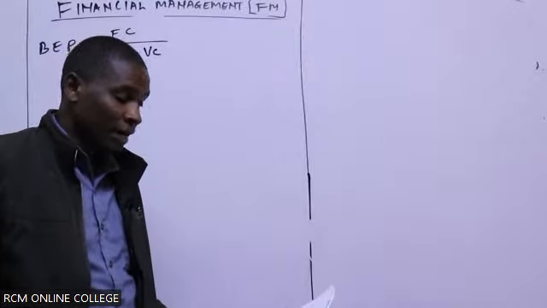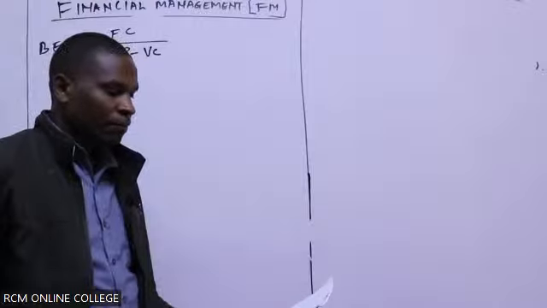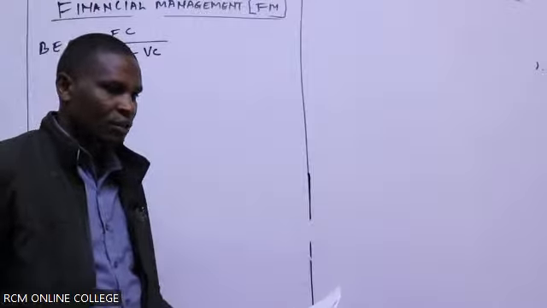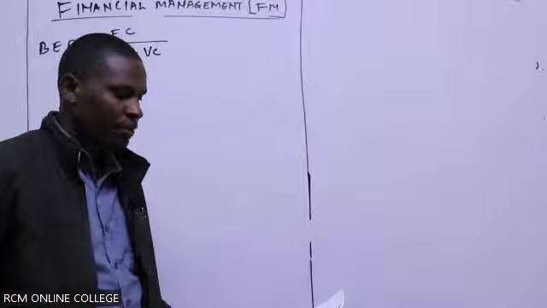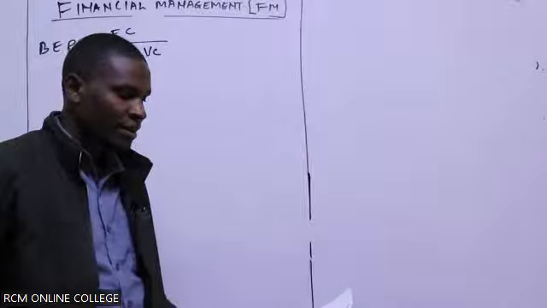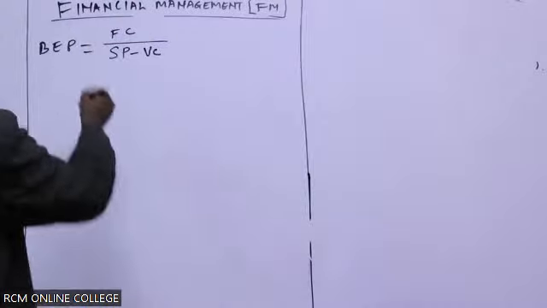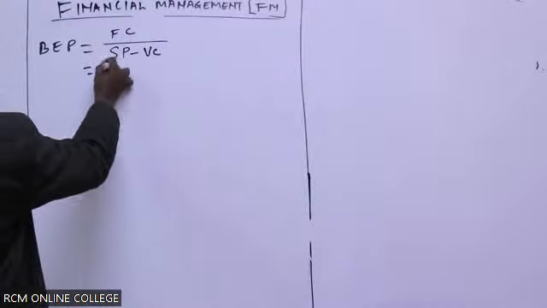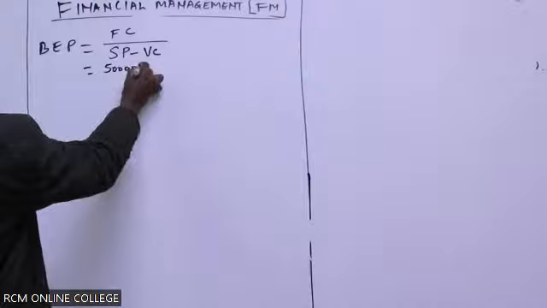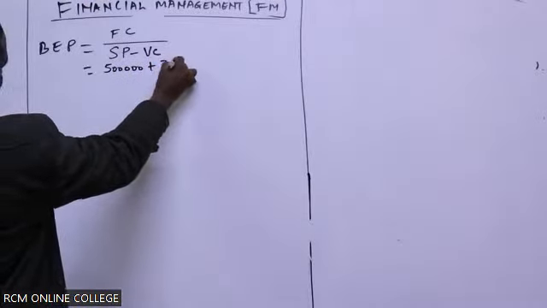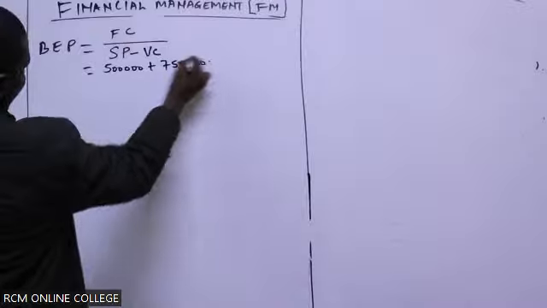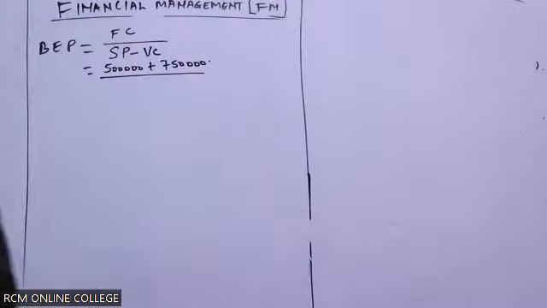Then we have another fixed financing cost. Fixed financing cost. Quinta tuambia pia kuna fixed ingine pale 750. Fixed financing cost. So for the fixed here, we have 500,000 plus 750,000. Now, we have to determine what is our selling price.